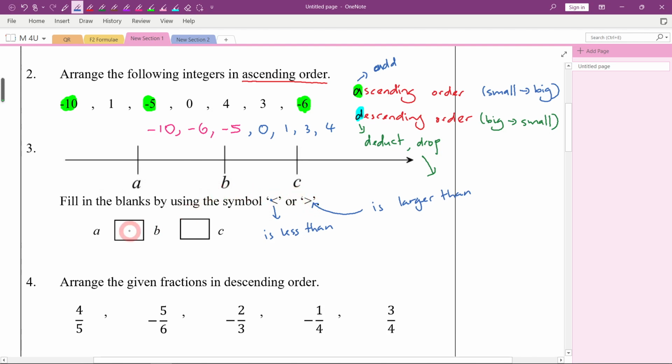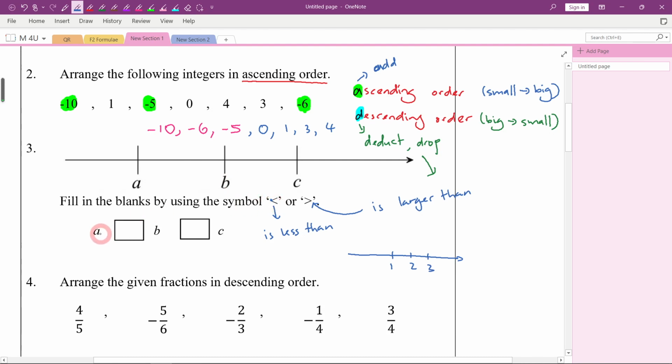Okay, so how do we fill in the blank here? Let's compare A and B first. A is on the left hand side of B. That means A is smaller than B, right? So when you draw a number line, 1, 2, 3, the number on the left is always smaller than the number on the right. So 1 is smaller than 2, 2 is smaller than 3, right? So A is smaller than B. Always remember the arrow always pointing to the smaller number.